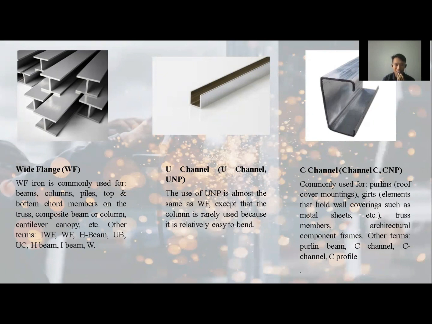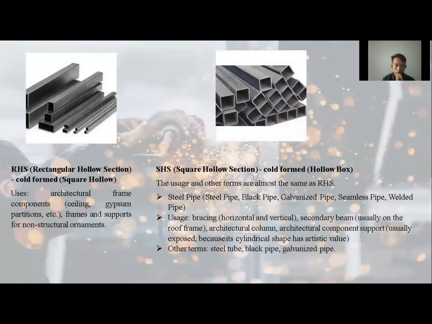The third one is C-channel or CNP, commonly used for purlins or roof cover mountings, and elements that hold wall covering such as metal sheets, truss members, and architectural component frames. The fourth one is rectangular hollow section. The uses of rectangular hollow section are architectural frame components like ceilings, gypsum, partitions, etc. Frames and support for non-structural ornaments.